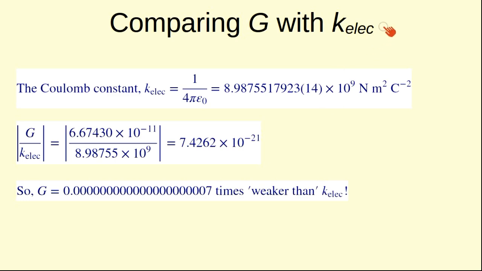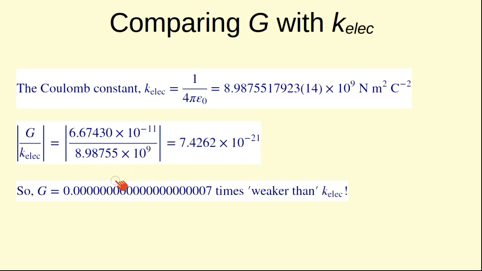So it's always good to compare big G with the electrostatic force. The Coulomb constant, the electrostatic constant, is 1 over 4 pi epsilon naught, which is 8.987551792 to 14 decimal places times 10 to the 9, a huge number. Normally rounded up, easy to remember, 9 times 10 to the 9 newton metre squared per coulomb squared. If I do a ratio now and divide big G by k electric, and I'm just looking for the magnitude, 6.67430 to the same number of significant figures, times 10 to the minus 11 divided by 10 to the 9 ends up with 7.4262 times 10 to the minus 21.